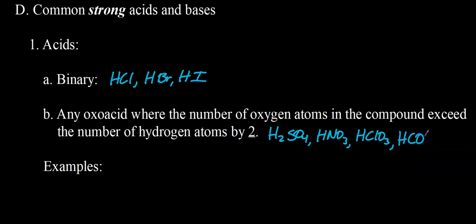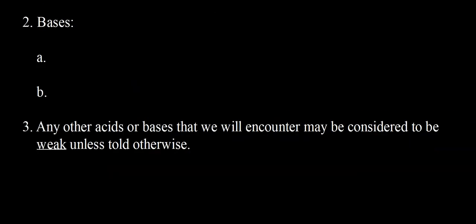It's called chloric acid. And then we have ClO4 minus, which is called perchlorate. So what is HClO4 called? That is called perchloric acid. Oops, I should have put those under examples. Sorry about that. So there are the strong acids. Memorize those as soon as possible.